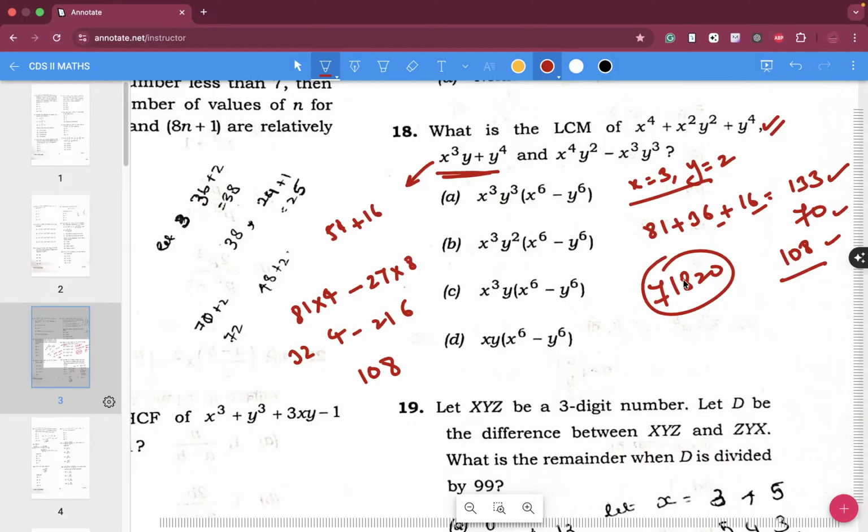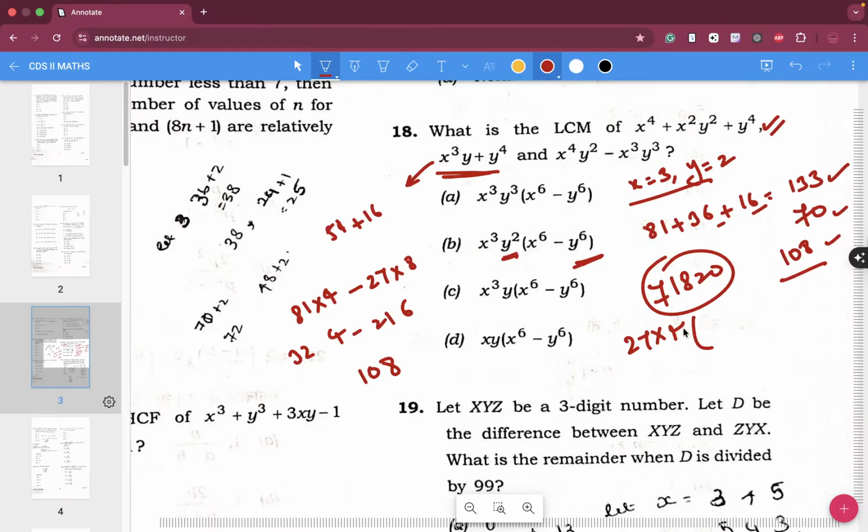I did the calculation in a little different way. I'm unable to recall which particular way we did that. So B over here they are saying is the correct answer. So your x cube value is 27, into y square value which is how much? 4, and x raised to the power 6, right.